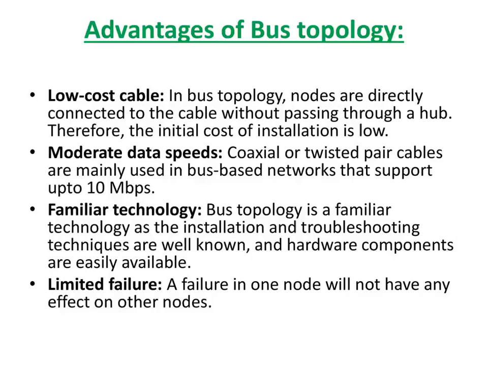Advantages of bus topology: low-cost cable. In bus topology, nodes are directly connected to the cable without passing through a hub. Therefore, the initial cost of installation is low. Moderate data speeds. Coaxial or twisted pair cables are mainly used in bus-based networks that support up to 10 Mbps.